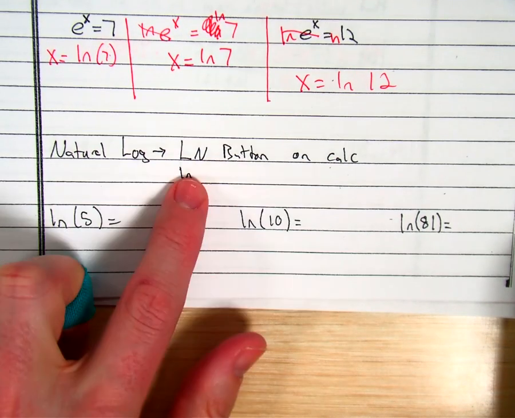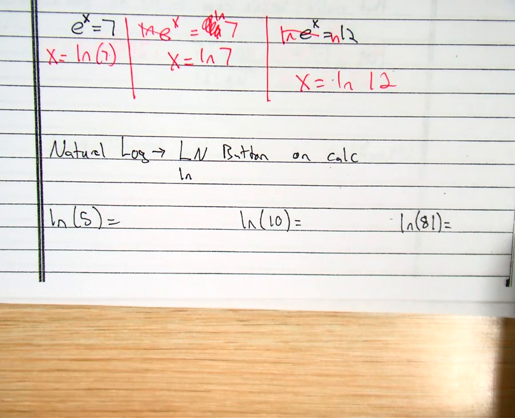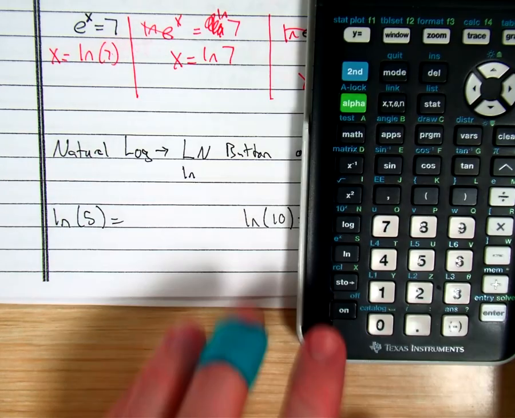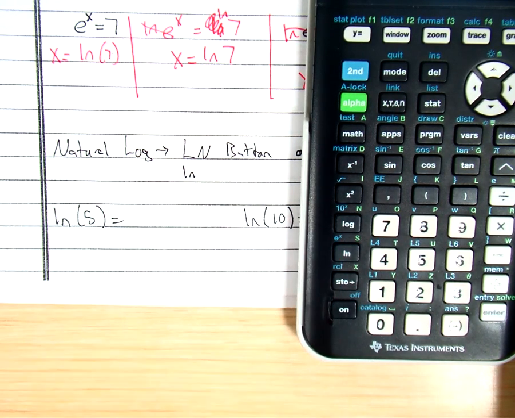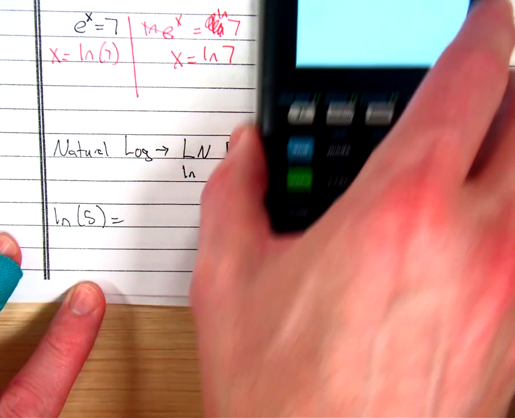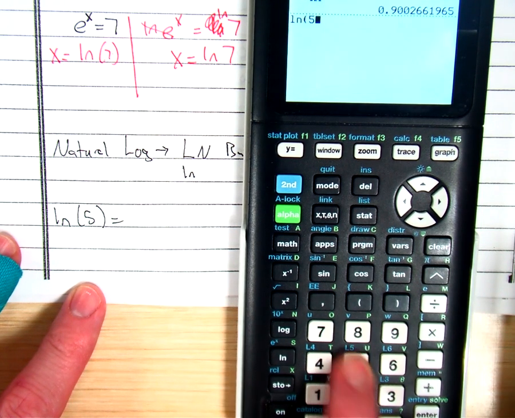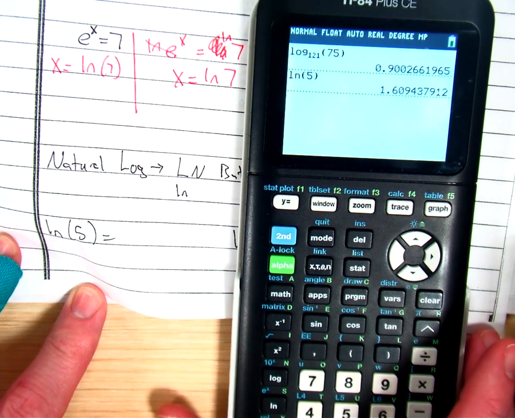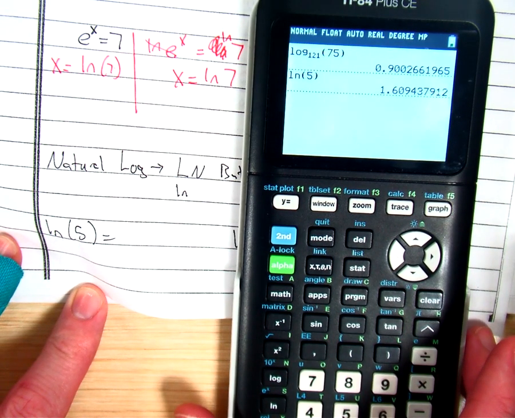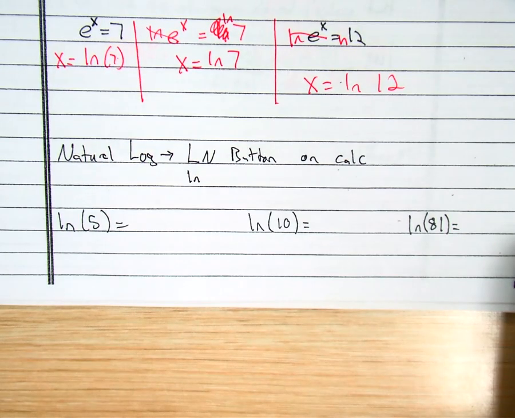Natural log, or ln, is the button on your calculator. It's right next to our other log. It's going to be right there, ln. So let's practice typing these in and rounding to 4 decimals. First one for you here, natural log of 5. Close my parentheses. 1.6094. Let's have you push pause and try the other two.